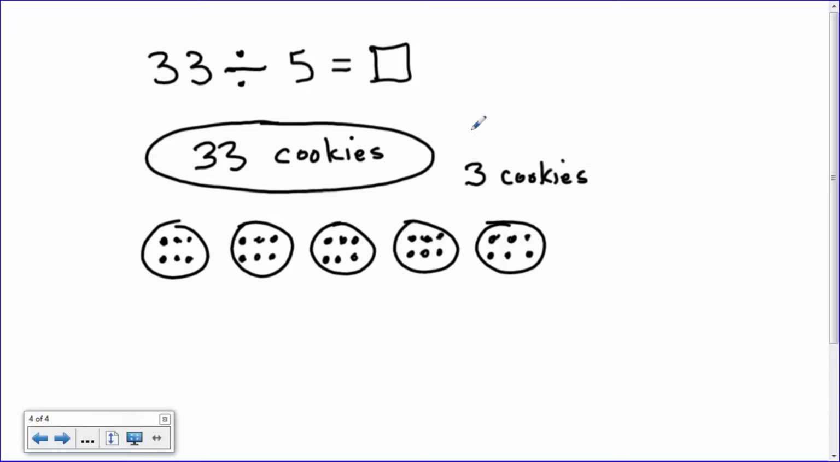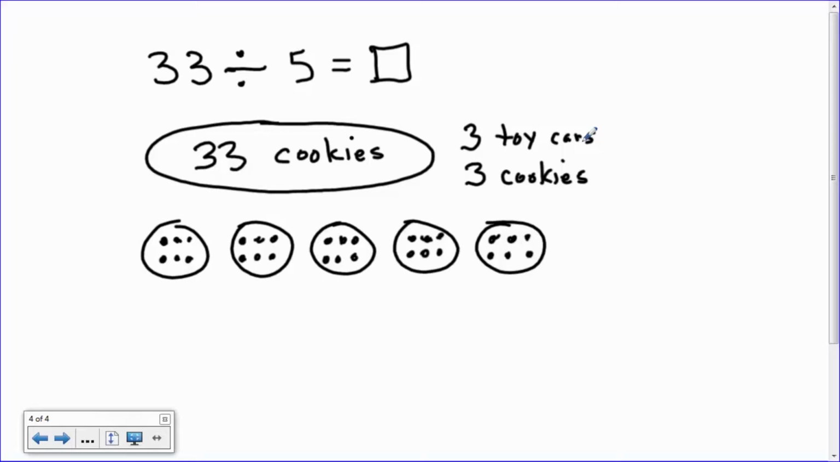Now, what are they going to do with those 3 cookies? Well, if it were 3 toy cars, there's not much they can do. Each of the kids got 6 toy cars, and there's 3 toy cars left over, and there's no way to separate those discrete objects into smaller pieces, so that those 3 toy cars can be distributed evenly among the 5 kids. But for 3 cookies, they can.